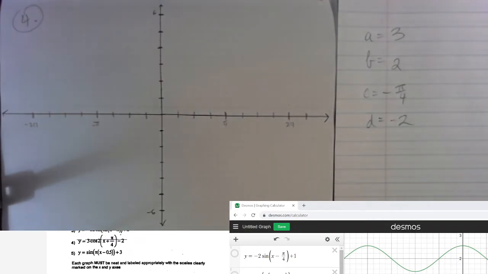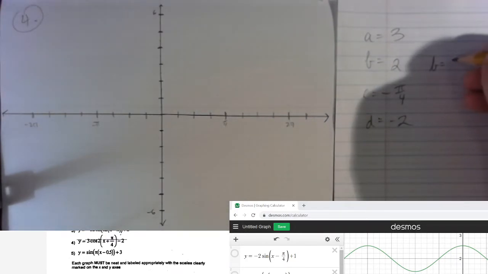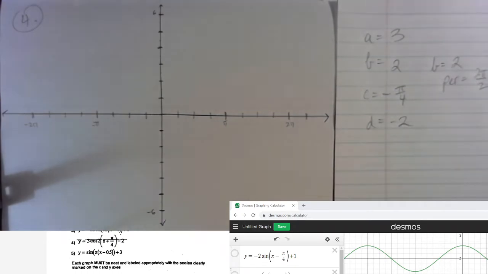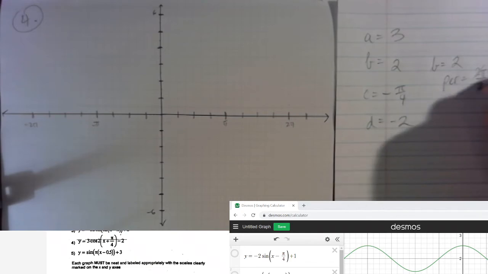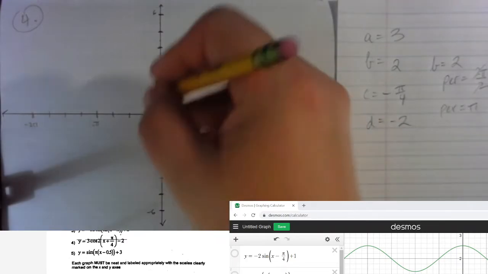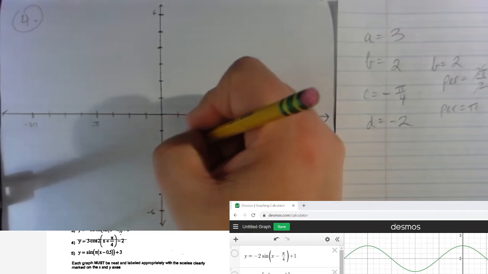Okay, so my period on this one is 2. So B is equal to 2, so my period is equal to 2 pi over 2, which means that my period on this one is pi. We've seen this before today. So that means I start at negative pi by 4, but I move, I guess I should put D down. D is at negative 2.